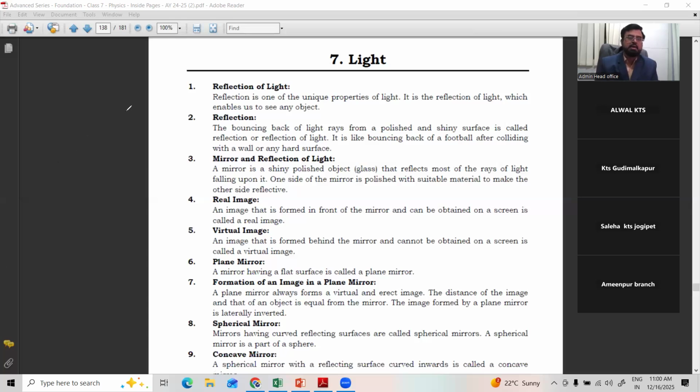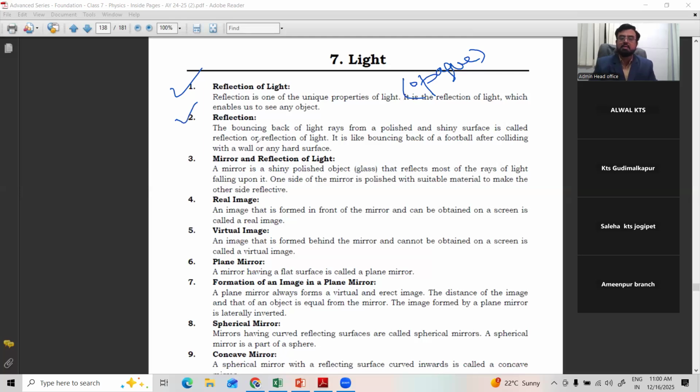Again, we are just recalling. Reflection of light is the first important property of light. Reflection is one of the unique properties of light. It is the reflection of light which enables us to see objects. Without reflection of light, we cannot see objects. This takes place only with opaque bodies, when light does not pass through them.